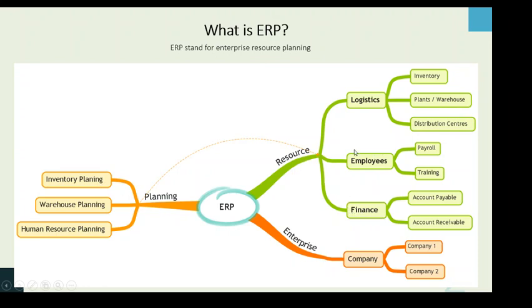For example, if a company has stock, how the stock planning takes place, how warehouse planning takes place, human resource planning, making a schedule. So basically ERP represents a big corporation where they have different departments, different functions, and how they play into any organization's function.